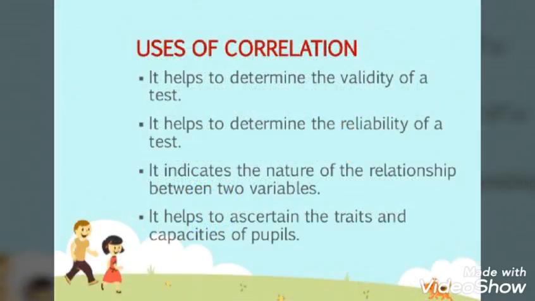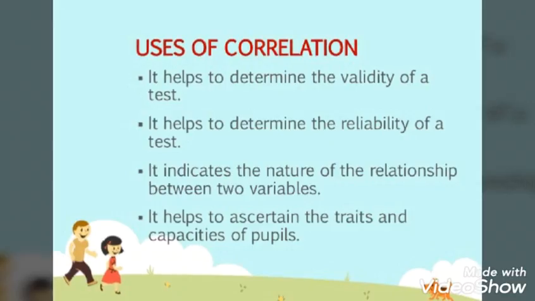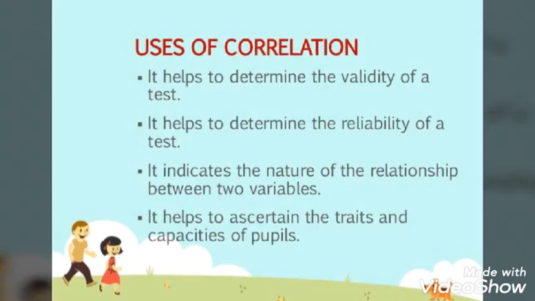Then we'll see the uses of correlation, what it helps with in research. It helps to determine the validity of a test. It shows the validity of your test, that is, how far you can proceed with your research. It helps to determine the reliability of a test.